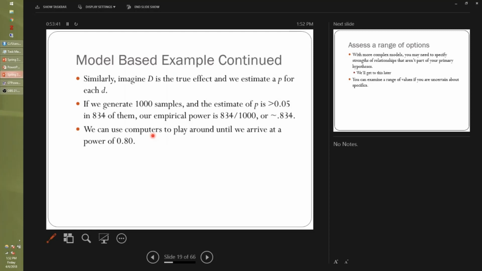But assume we generate 1,000 samples, and for 834 of those samples, there was a significant effect. That means there's about 83% power for this model that we've said might be the truth. And we can use computers to play around: maybe we used 100 here. We don't need 100, we need something less than 100 because we've got a little more power than 0.8. And so we can go lower to get a better sense of where it's at. This is a very generic example, and I'm going to talk about it twice because it's not the most intuitive thing.